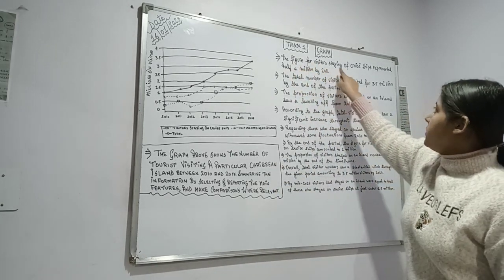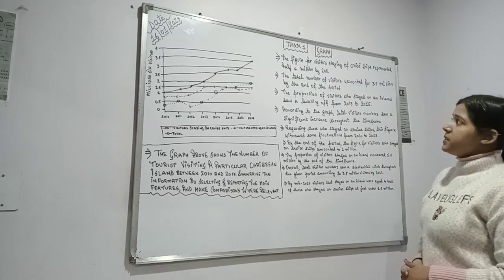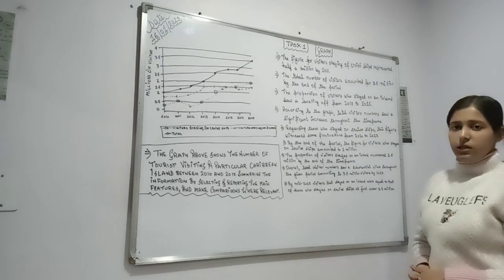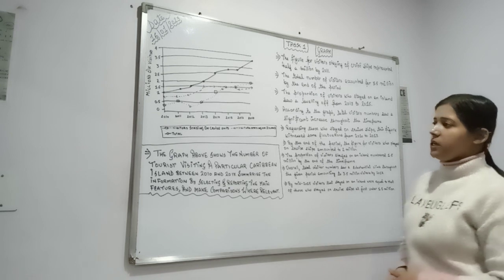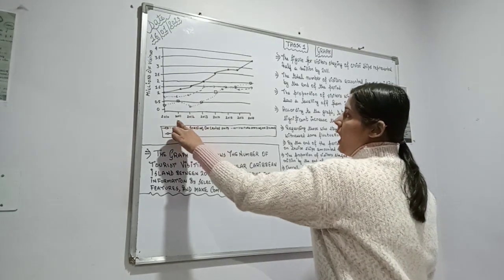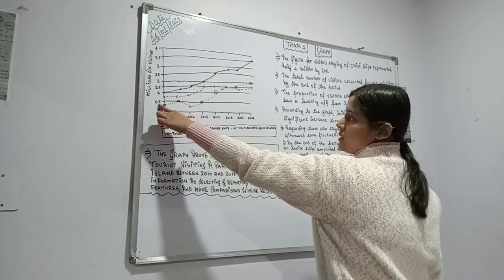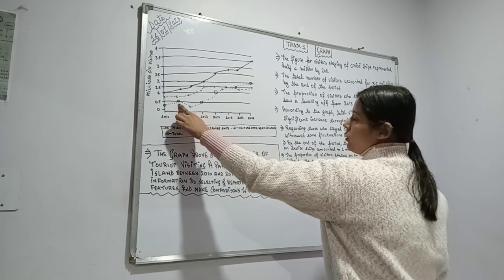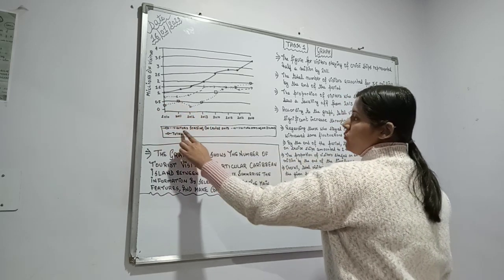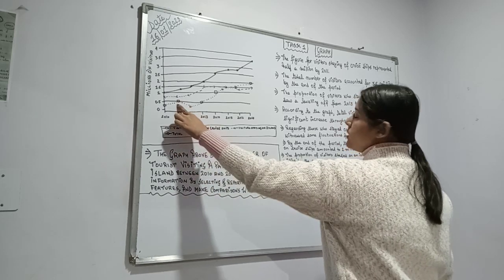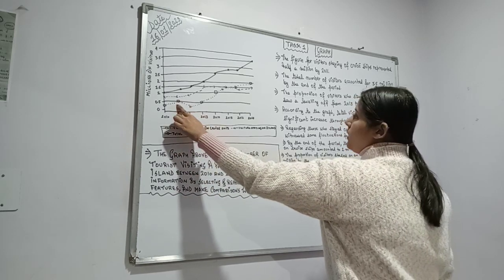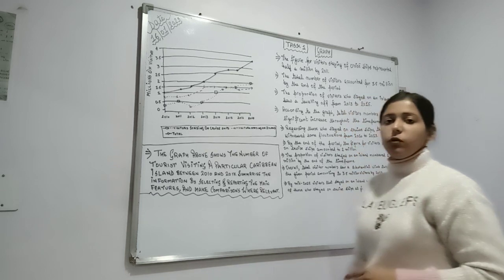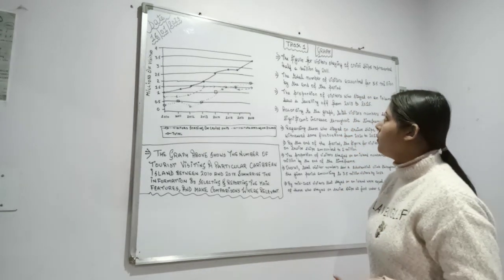The figure of the visitors staying on cruise ships represented 500,000 by 2011. So in the 2011 data, you can see that what is given as 0.5 we should call 500,000. That is, the visitors staying on cruise ships was 0.5 million, which we also know as 500,000.